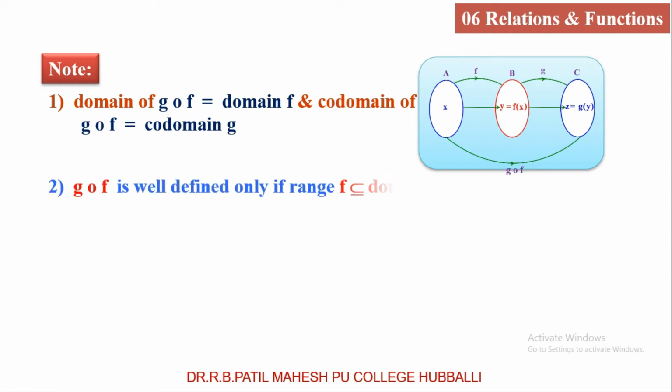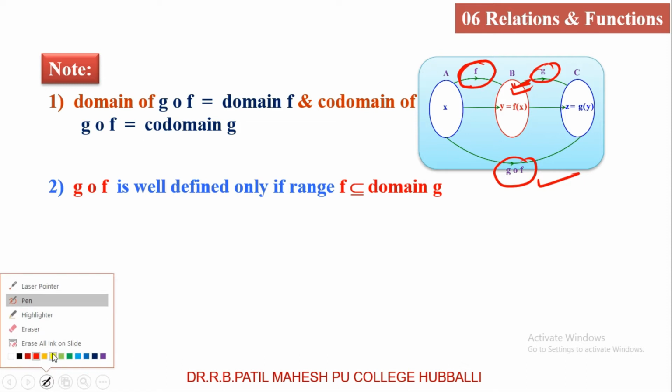Next, g composition f is well defined only if range of f is a subset of domain of g. Definitely students, g composition f is defined only when range of the function f. What is the range of the function f? Is it the set B? Means inside the set B there will be the range of f. So that range of f will be in the domain of g. Definitely the set B will act as the domain. So that is the meaning of note number 2.